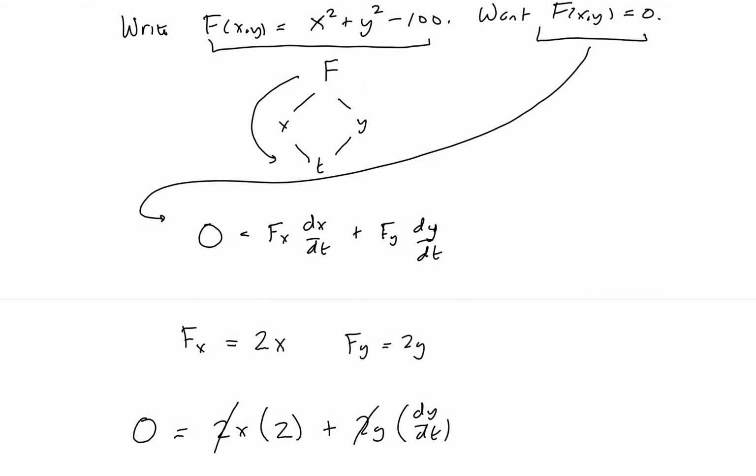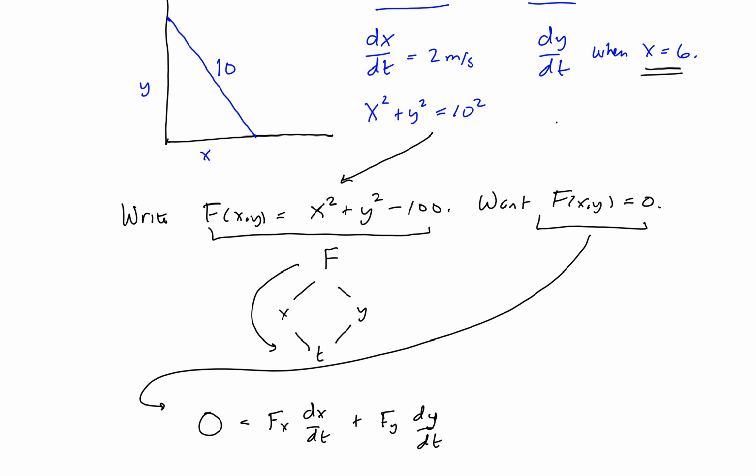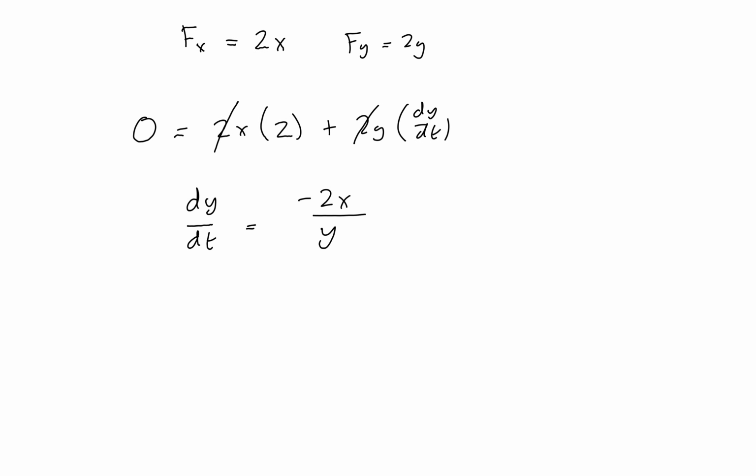And now remember we want when x is equal to 6, and so we can use the Pythagorean theorem to find what y is then. So when x is equal to 6, I know y squared is 100 minus 6 squared. So y squared is equal to 64. So y is equal to 8.